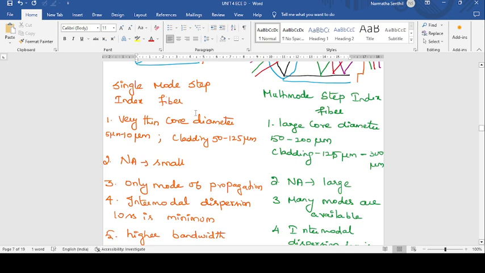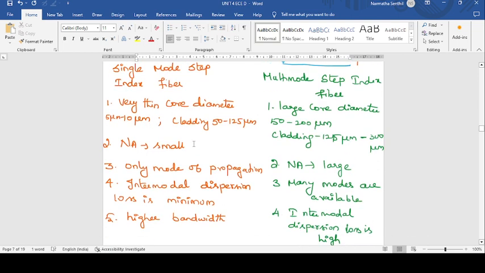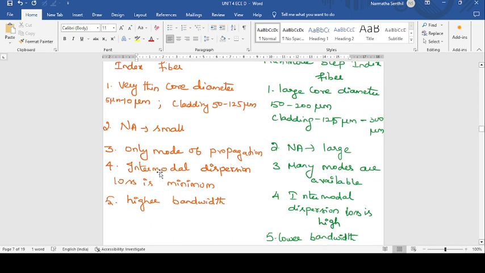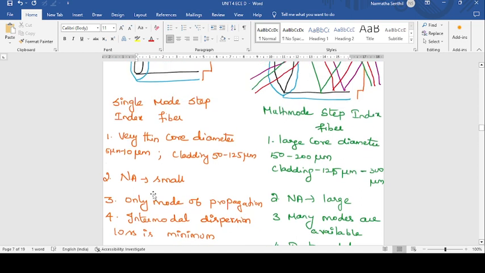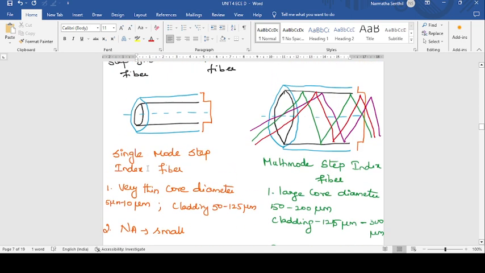In single mode step index fiber, it has a very thin core diameter. Generally the core diameter is 5 micrometer to 10 micrometer, and the cladding is 50 to 125 micrometer. Numerical aperture is very small, and only one mode of light is allowed to propagate. Here the intermodal dispersion loss is minimum, so it has a very high bandwidth. For long distance communication, we use the single mode step index fiber.